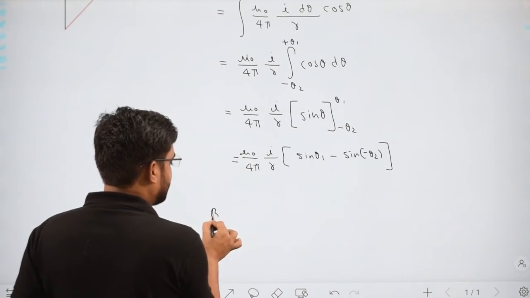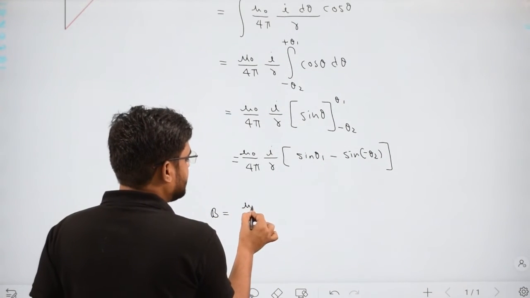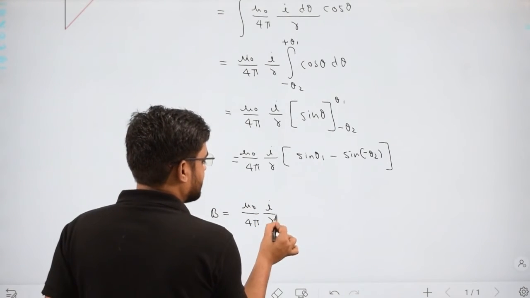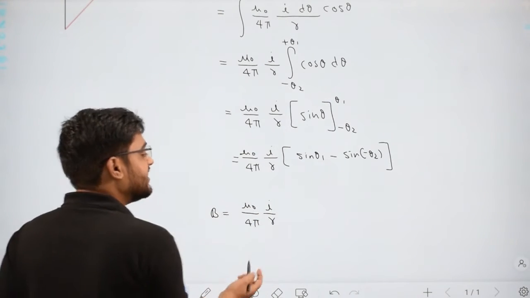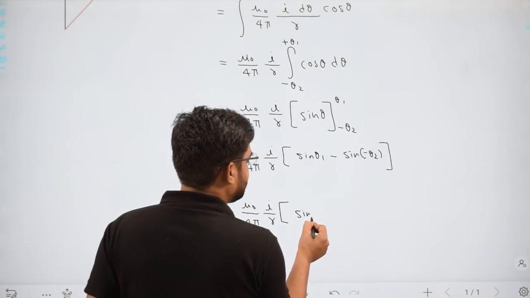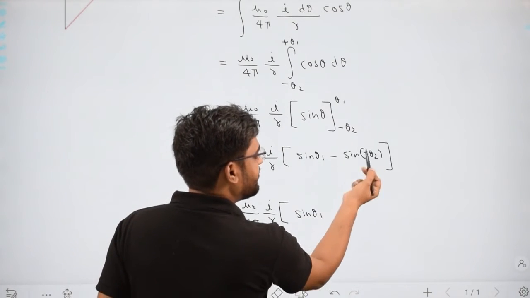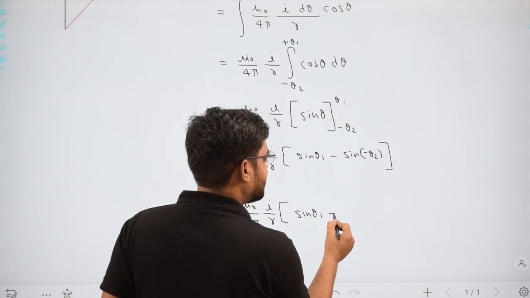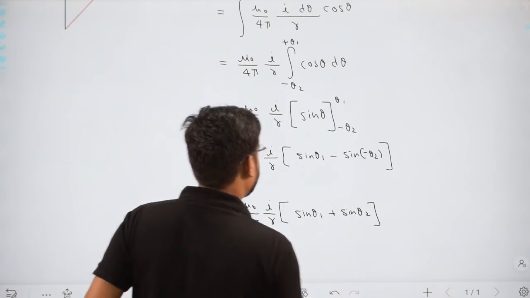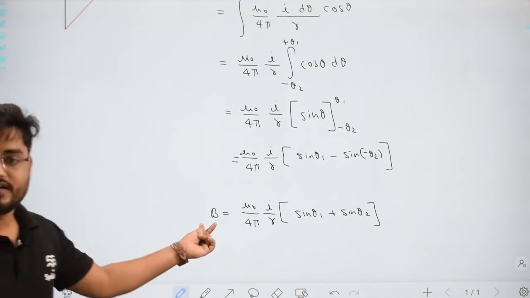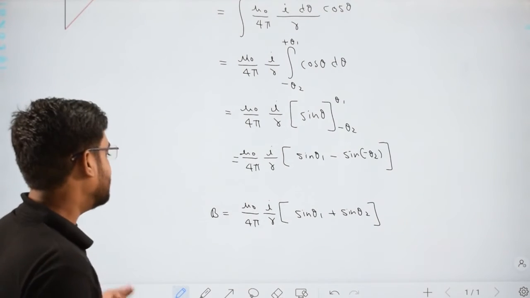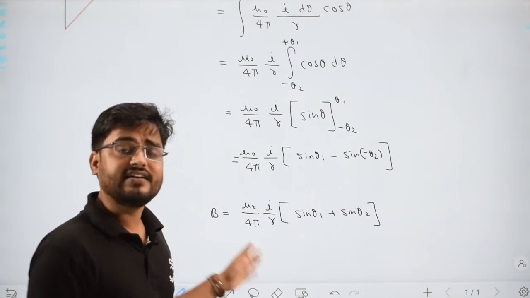So this is our final expression, that it is mu naught upon 4 pi I by r. R is the distance, I is the current in the wire, mu naught upon 4 pi is the constant. And then we have sine theta 1, then this becomes minus sine theta 2. So minus of minus sine theta 2 is plus sine theta 2. And that's an expression for the magnetic field due to a wire, so this is just the magnitude. Direction we can get using the right hand rule, right?